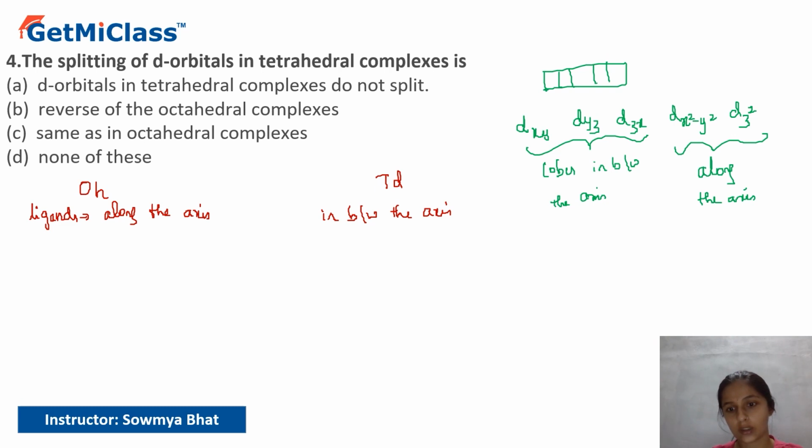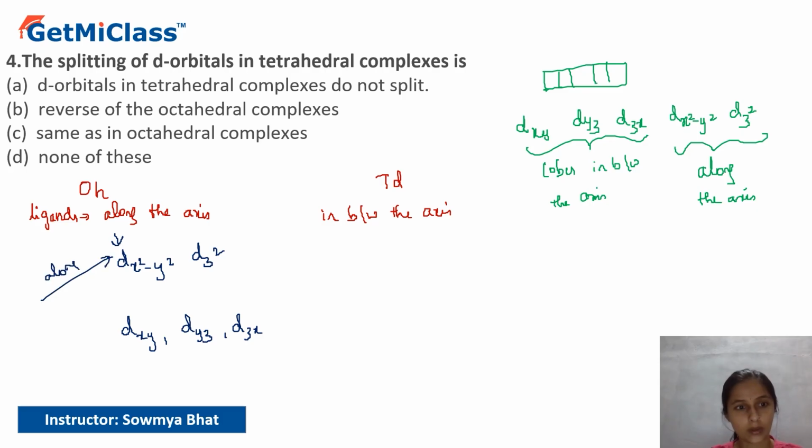And in case of octahedral complexes, since the ligands are approaching along the axis, for the orbitals which have their lobes along the axis, due to the repulsion between the electrons of the metal and the ligand, there will be more repulsion and their energy increases. So these were the orbitals along the axis, and these were the orbitals having their lobes in between the axis. So this would be the crystal field splitting.